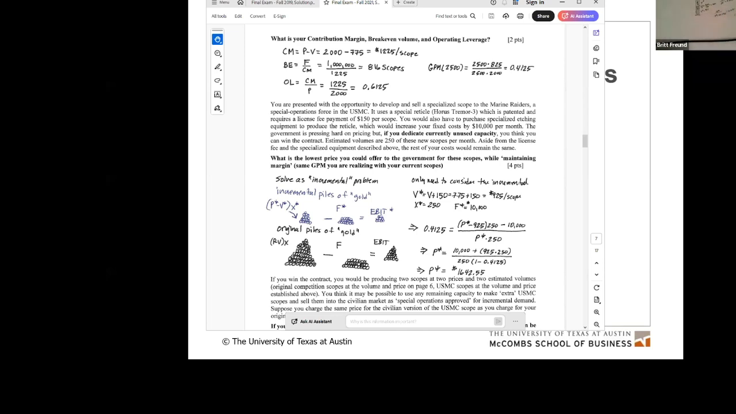So whatever, you can do it either way. I don't care. It's just an incremental analysis. And when you do this, you will find out the new price that I have to charge the Marine Corps is $1,642.55. Does that bother anybody?